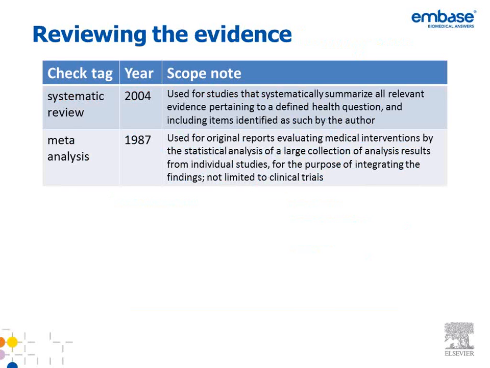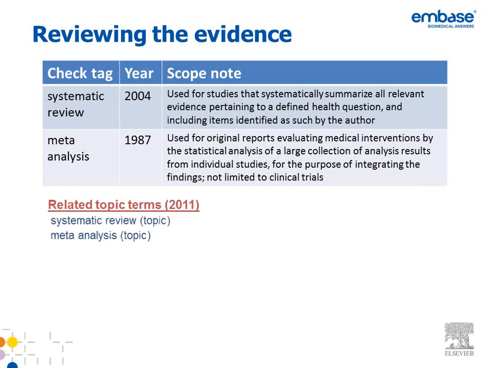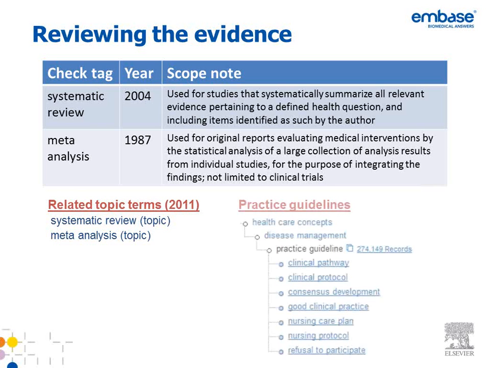And finally, terms in this area which are focused on reviewing evidence. We've got, of course, systematic review and meta-analysis. And it might be interesting if you're making systematic reviews to see other systematic reviews or meta-analyses which have reported on the topic that you were searching in the past. These terms also have related topic terms, as we've just seen. And finally, just to mention that it may be of interest for some purposes to have a look at practice guidelines, and you can also find that in M3.